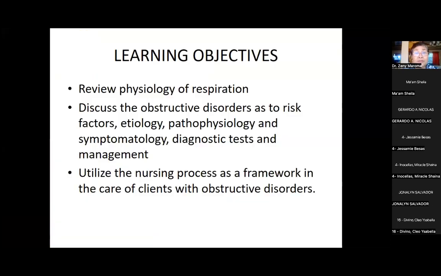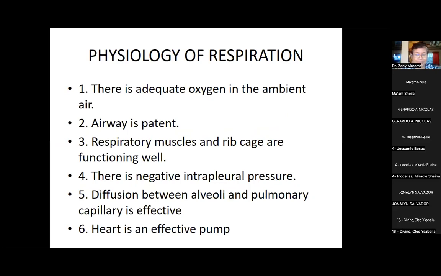Okay, so our learning objectives for today: one, to review the physiology of respiration; to discuss the obstructive disorders as to risk factors, etiology, pathophysiology, symptomatology, diagnostic tests, and management; and to utilize the nursing process as a framework in the care of clients with obstructive disorders. Okay, so the first is to review the physiology of respiration. So balikan lang natin yung discussion nyo on anatomy and physiology.